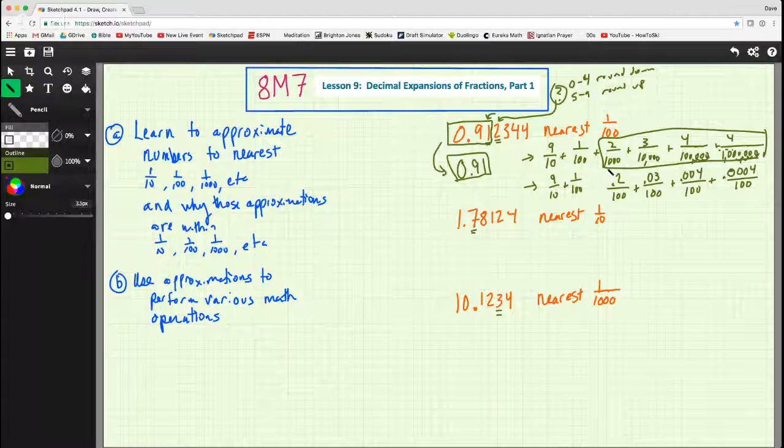So what is this whole thing if I add it all together? Well, if I add all that together, it's 0.2344 over 100. And how do I know that that's less than 1/100th? Well, my numerator is less than 1. So 0.2344 has got to be less than 1.0 over 100. Right? So the idea is that this is going to be true.